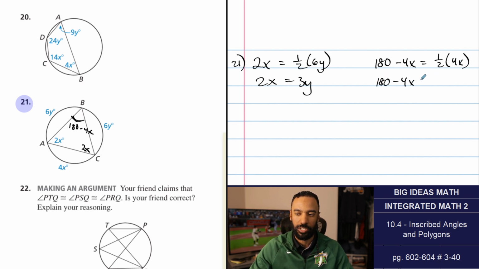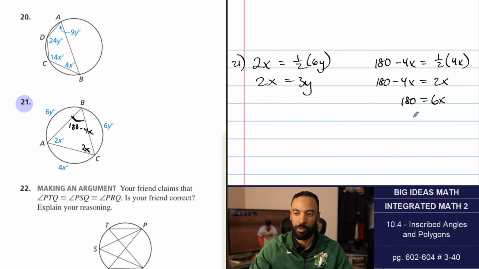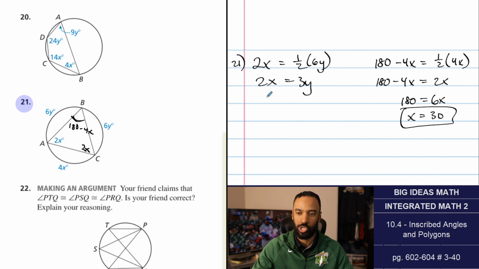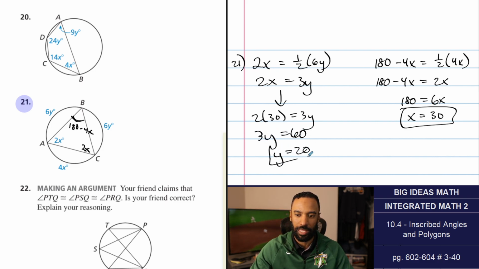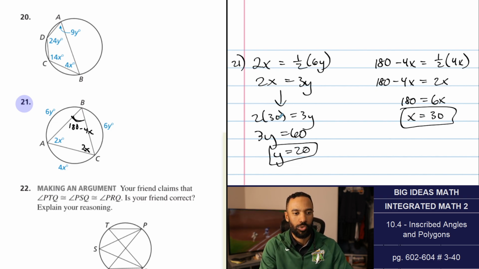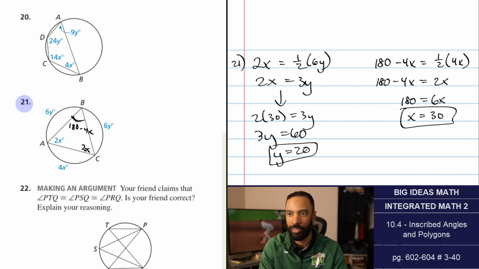So 180 minus 4x, again, a triangle's angles add to 180, so take away the two x's that we have there from there, and this is what we have. Add 4x to both sides, we get 6x, and divide both sides by 6, you get x equals 30. So if x equals 30, we know that 2x equals 3y. That therefore means 2 times 30 is 3y. So 3y is 60, and y equals 20, therefore. So we got 30 and 20. Now they did state, find the measures of the interior angles of the polygon.